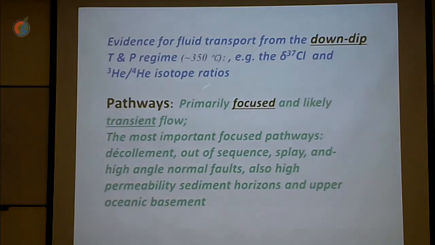So the pathways also are again focused, and certainly the flow is probably transient. And the most important focus is out of sequence thrusts, splay faults, high-angle faults, different kinds of flow. And also, there are some horizons of high permeability, like turbidites sometimes. So these horizons are being used as well for the pathways. And it turns out that the upper oceanic basement is very porous. It's about 10% porosity, and it's also being used as a pathway for fluid flow.